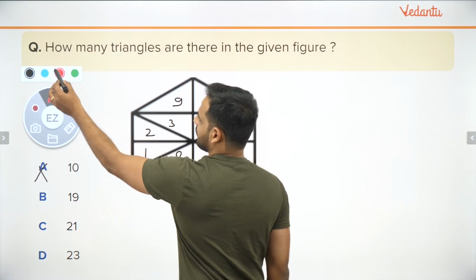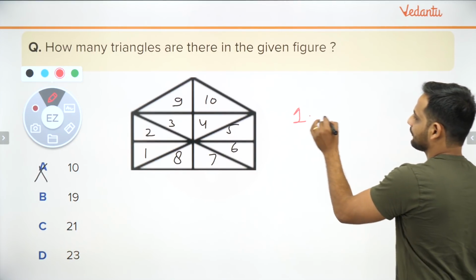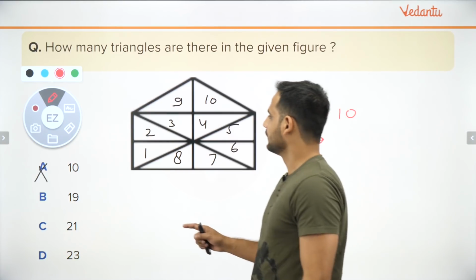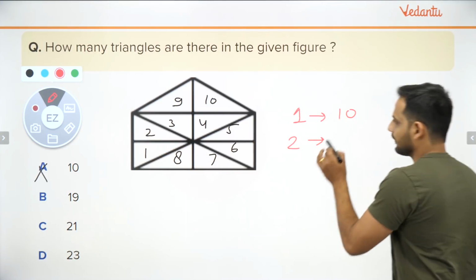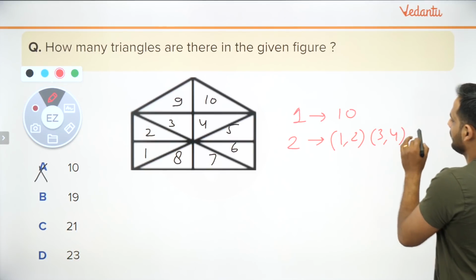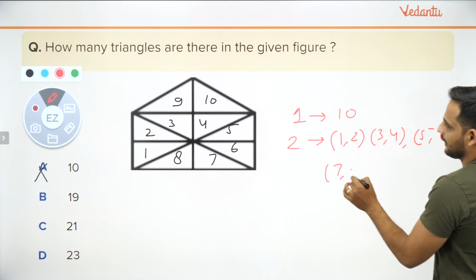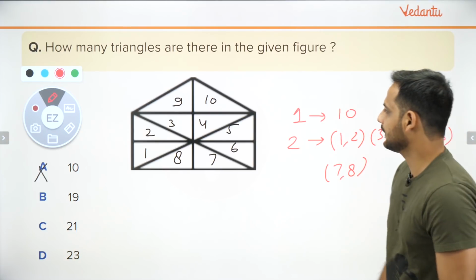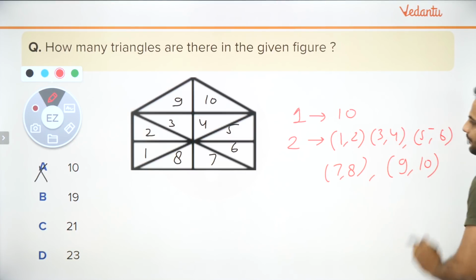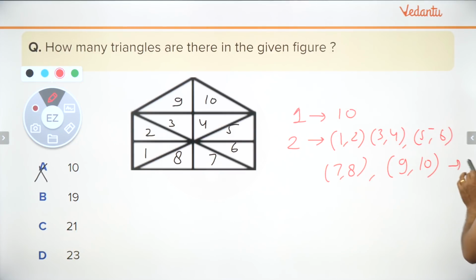Now let's try to combine. So individually, by using only one figure, there are 10. Now let's combine two figures. If I combine two figures, bachcho, 1 and 2 will form a triangle. Similarly, 3 and 4 will form a triangle. Similarly, 5 and 6, 7 and 8, and then 9 and 10 will form a triangle. So 10 triangles were here, and 5 triangles more.